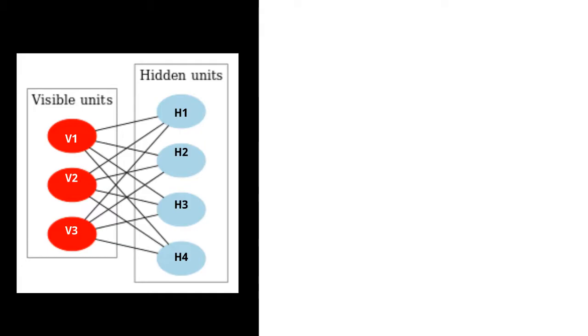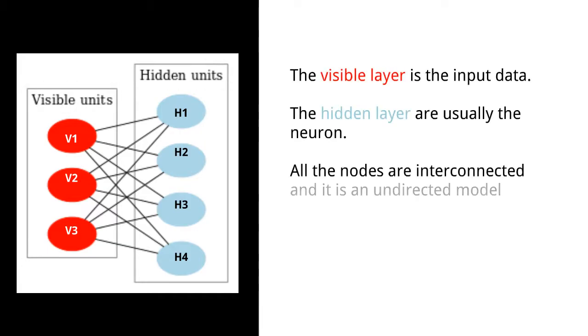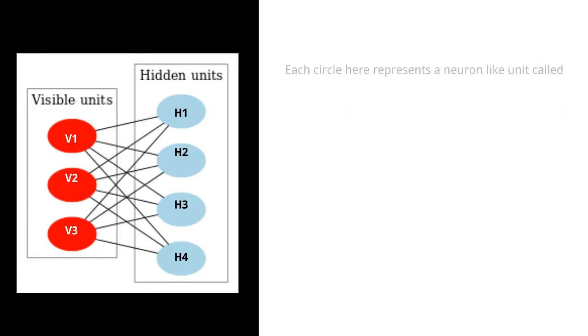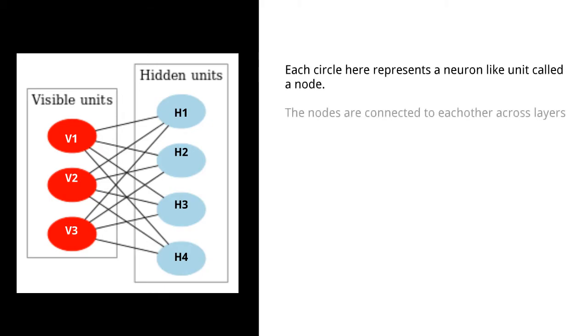A Boltzmann machine has two layers, a visible layer and a hidden layer. The visible layer is the input data and the hidden layer is usually the neuron. All the nodes are interconnected and it is an undirected model where the connection goes both ways. Each circle here represents a neuron-like unit called a node. Nodes are simply where calculations take place.